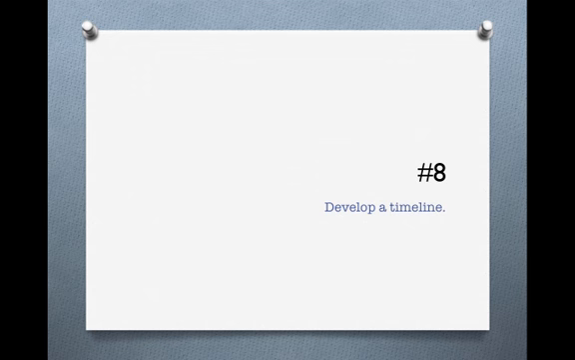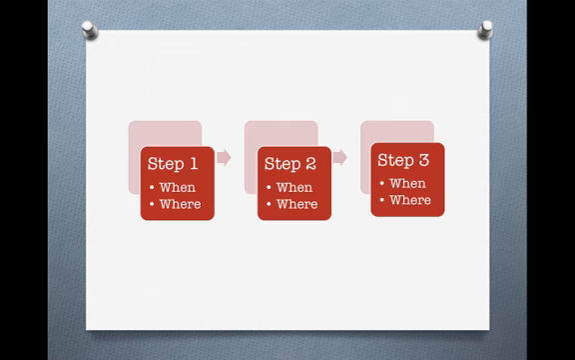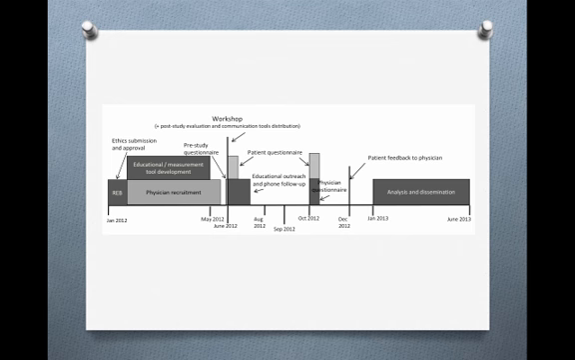Tip number 8, develop a timeline. The timeline provides you and the reviewers with an overview of the accomplishment of key milestones for the project. It shows the feasibility of your project and will help you get a better idea of your personal schedule during the research process. The timeline should include when and where each major activity in your study will be completed. This is an example of a well put together, although complex, timeline.